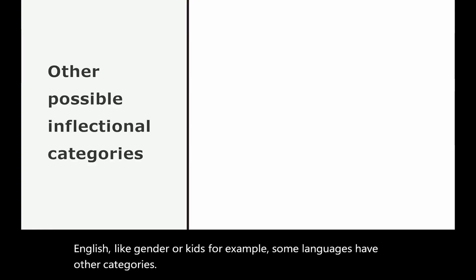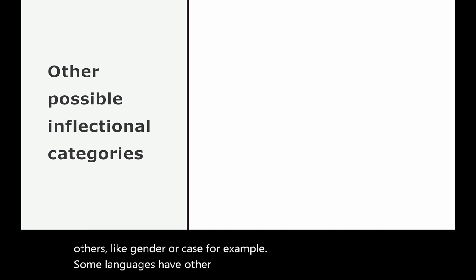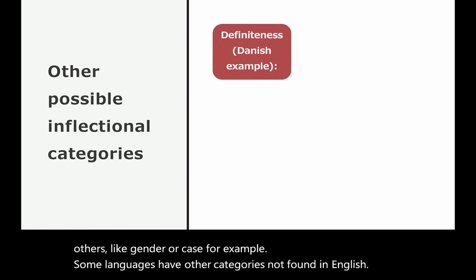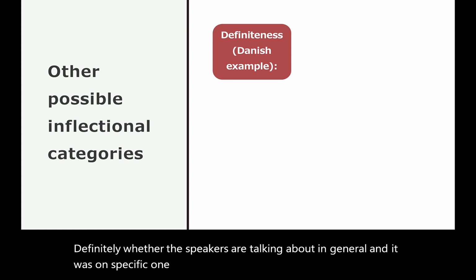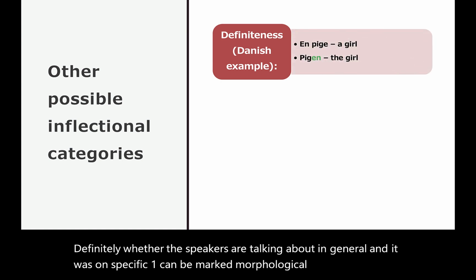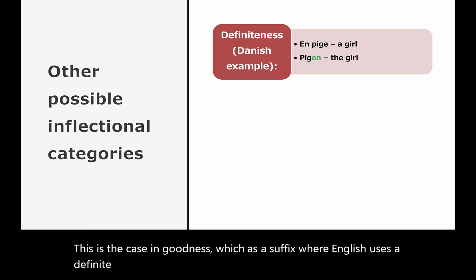In addition to the inflectional categories that do or did exist in English, like gender or case, for example, some languages have other categories not found in English. Definiteness, whether the speakers are talking about a general entity or some specific one, can be marked morphologically. This is the case in Danish, which adds a suffix where English uses a definite article.